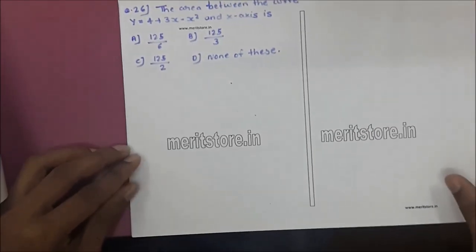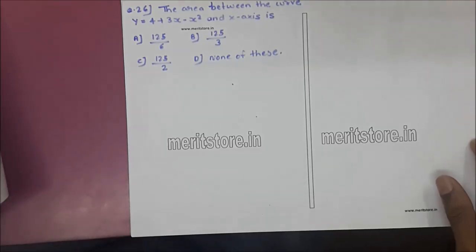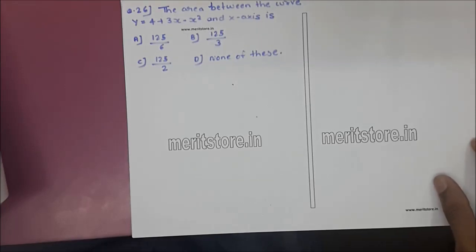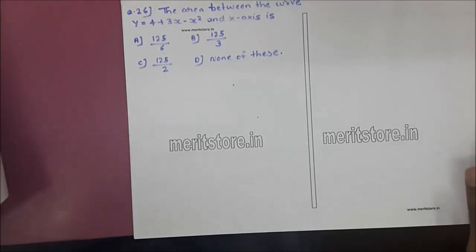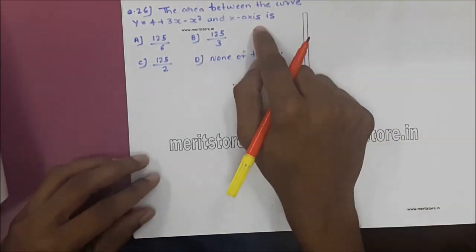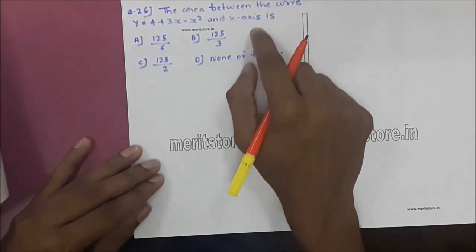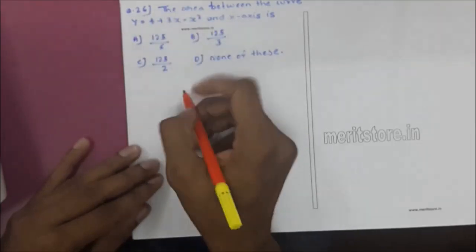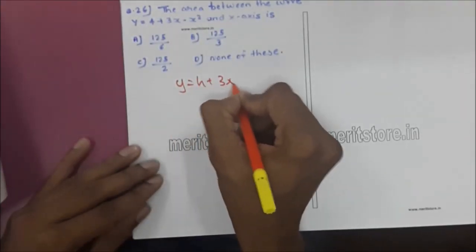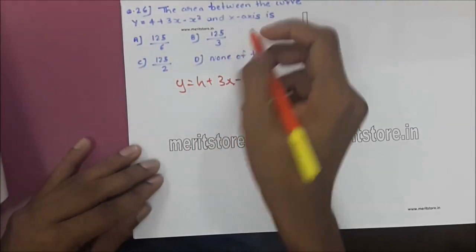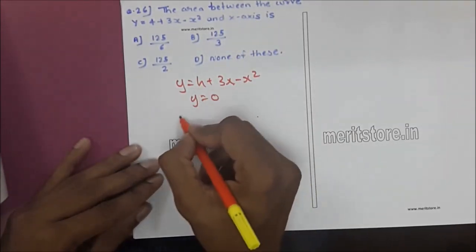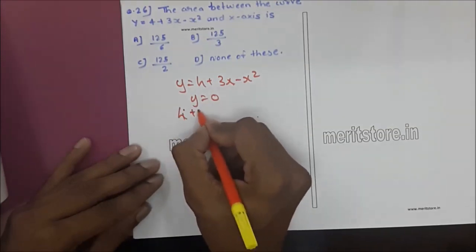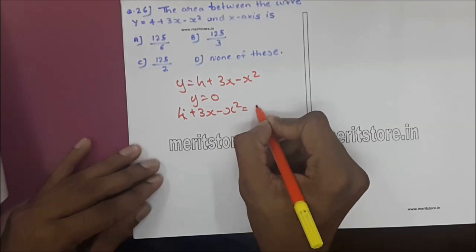Question 26. The area between the curve y is equal to 4 plus 3x minus x square and the x-axis is, option A 125 by 6, B 125 by 3, C 125 by 2, and D none of these. We know that we don't have points for the area which has been bounded. The area is bounded by the equation y is equal to 4 plus 3x minus x square and the x-axis, so we take y is equal to 0 and solving this we get a quadratic equation, which we substitute in the equation.